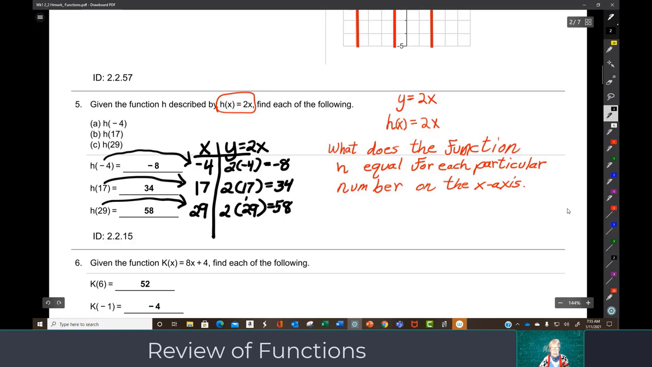Well, now we write it differently. Instead of making an X and a Y chart, we write this, but it says exactly the same thing. What is Y when X equals negative 4, 17, and 29? And so, the way we write it now is like this. H of negative 4 is negative 8. H of 17 is 34. H of 29 is 58.